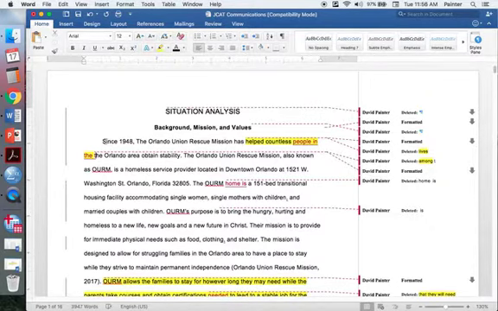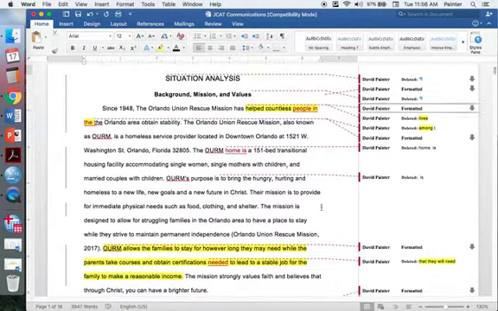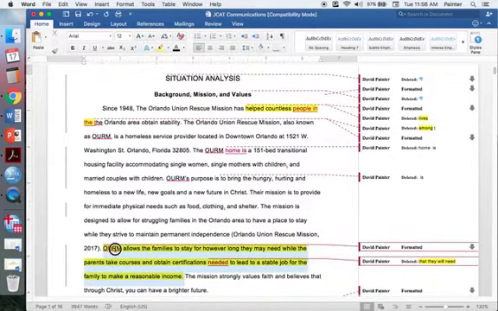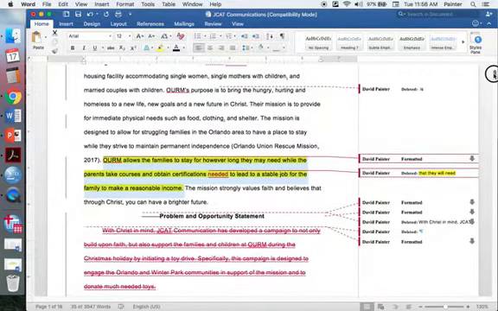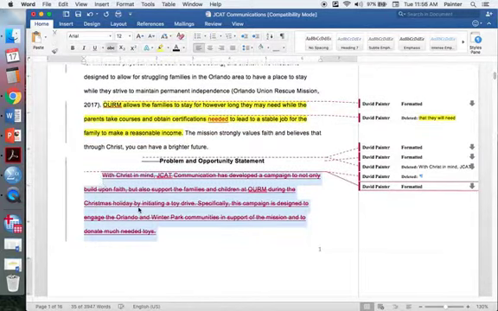And you give the date it was founded, you give the location and the address, you describe it. You say down here, OURM allows the families to stay for however long they may need while the parents take courses and obtain certifications needed to lead to a stable job for the family to make a reasonable income. It's just wordy, right? Maybe 2 sentences, maybe reword that part. This 2-sentence paragraph is an incomplete paragraph because it's only 2 sentences, but also it describes your campaign.